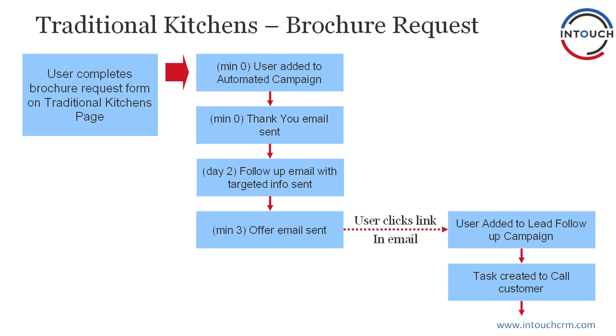So in summary, this is what we've just been through. So the user completes the form, we're using the contextual data, we're adding them to an automated campaign, we're sending some follow-up emails, we're sending them an offer. If they click on the link, they're then moved from one campaign to another, and within the second campaign, we're then doing some additional follow-up.